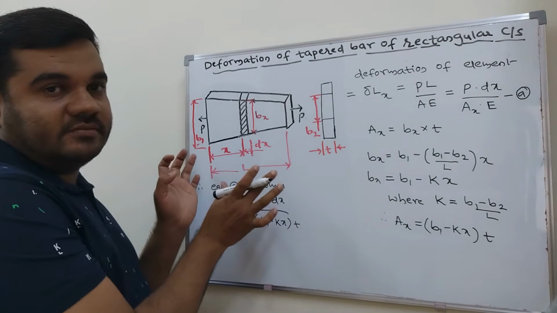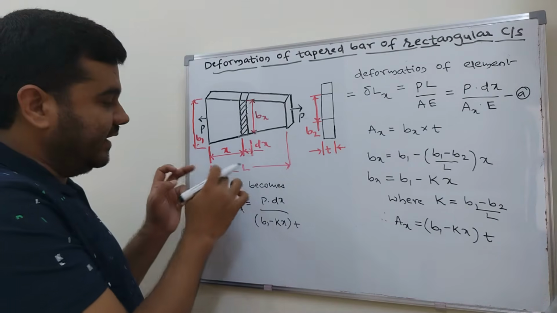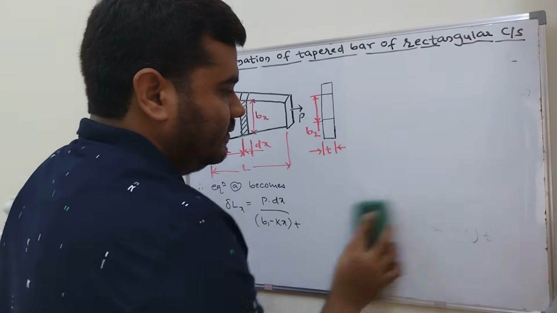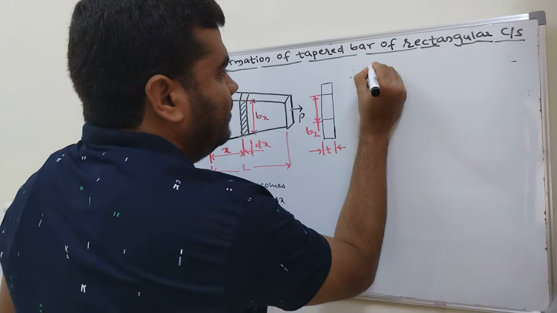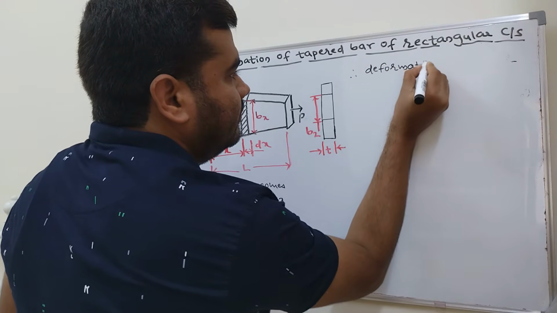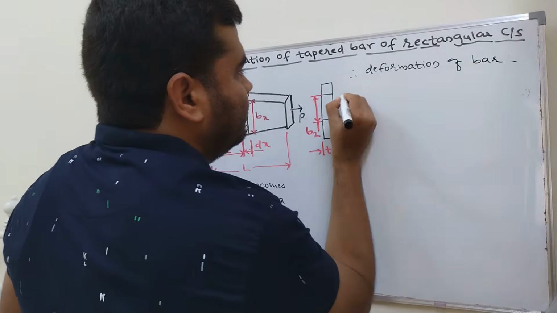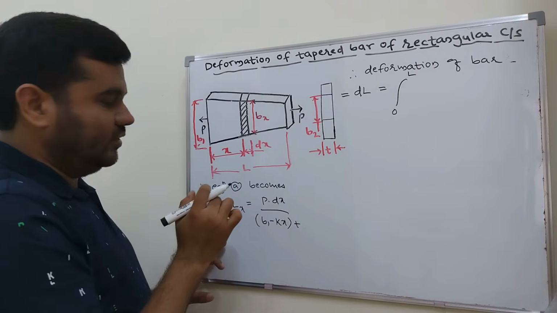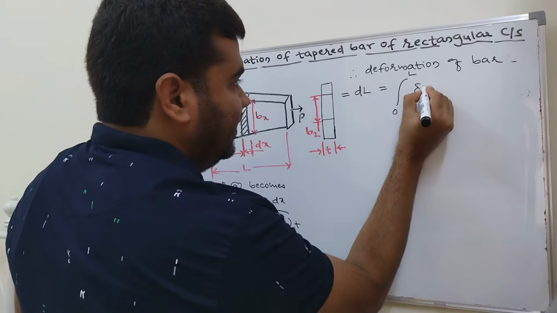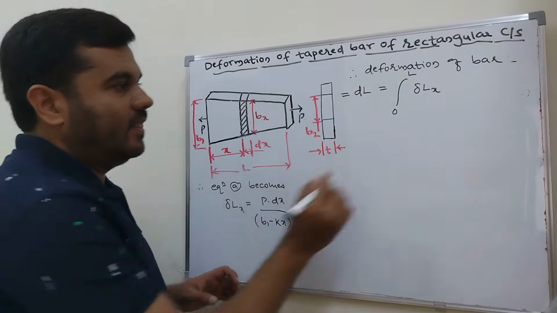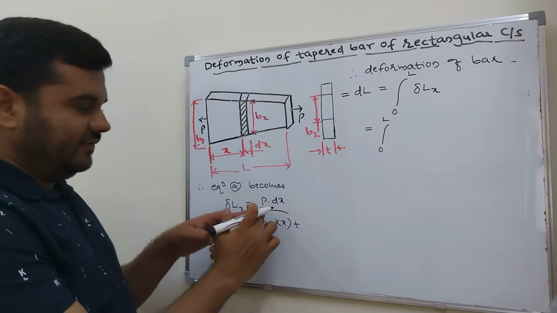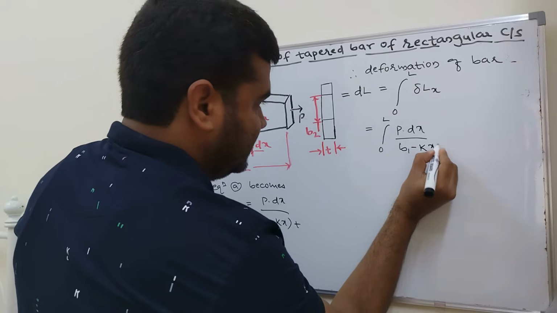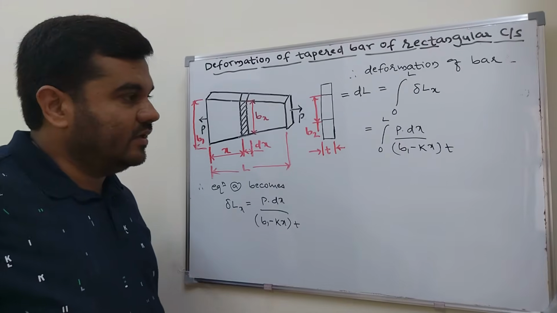Now we need to find the deformation of the whole bar. For that, you need to integrate from 0 to L, where the length of the bar is L. Therefore, the deformation of the bar, dl, equals the integration from 0 to L of the deformation of the small element, which is P into dx divided by (B1 minus kx) into T.